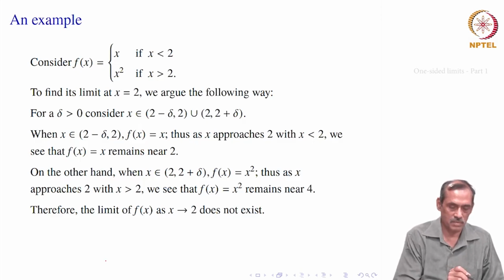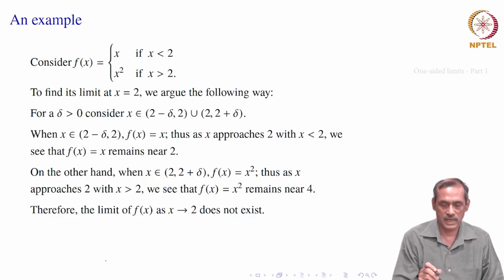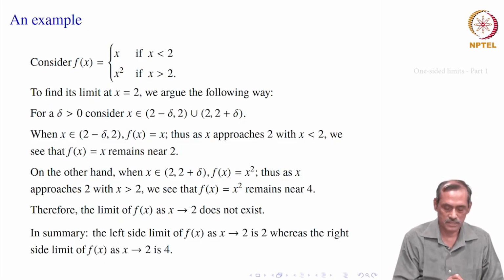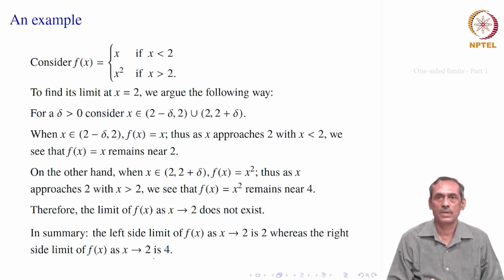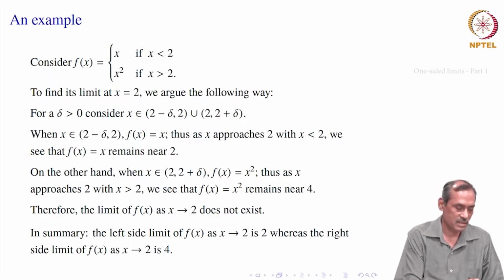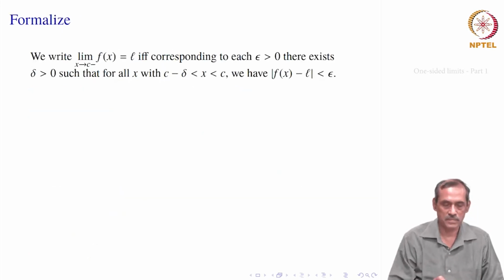Now, look at the argument. We have not done it directly from 2 minus delta to 2 plus delta, but divided that into 2 sub intervals. On the left side we are considering one, on the right side we are considering another. So, that is what we say, that the left side limit of f x is 2, whereas the right side limit of f x is 4. Now, we want to formalize this notion of left side limit and right side limit. They are called one-sided limits.